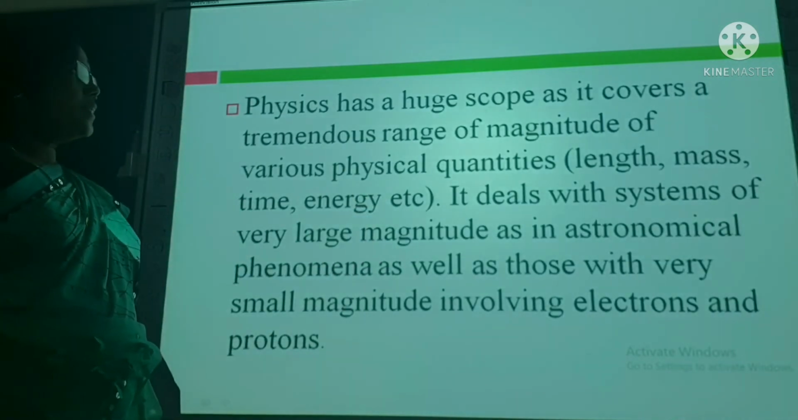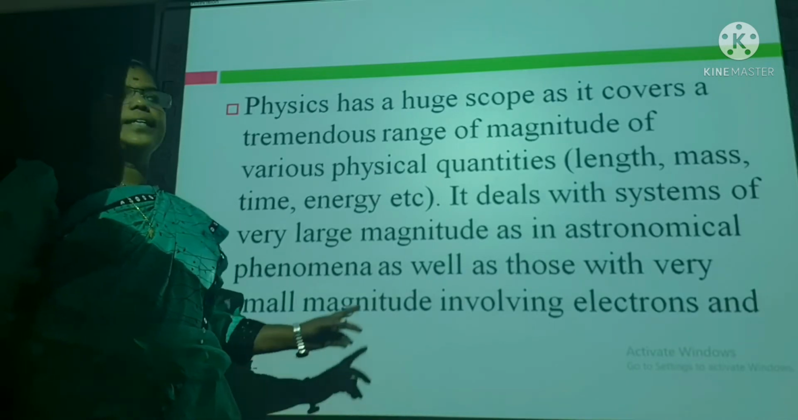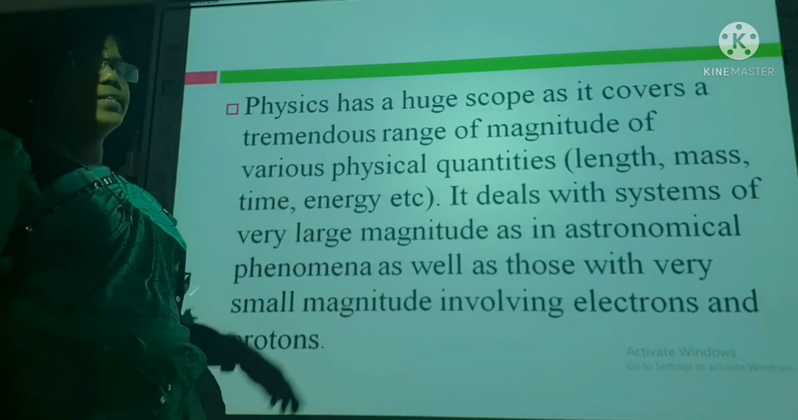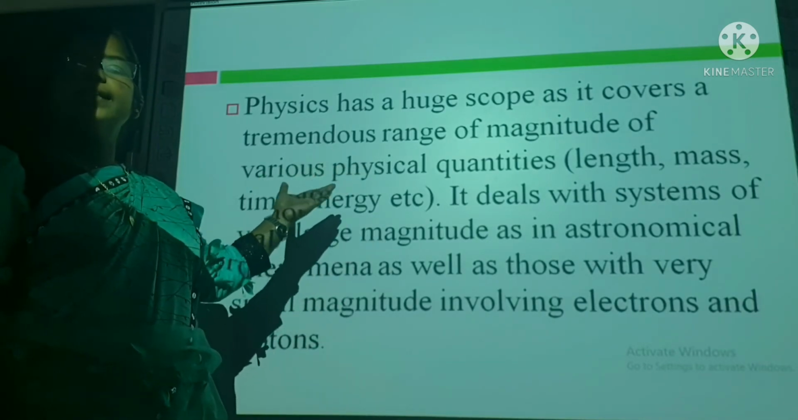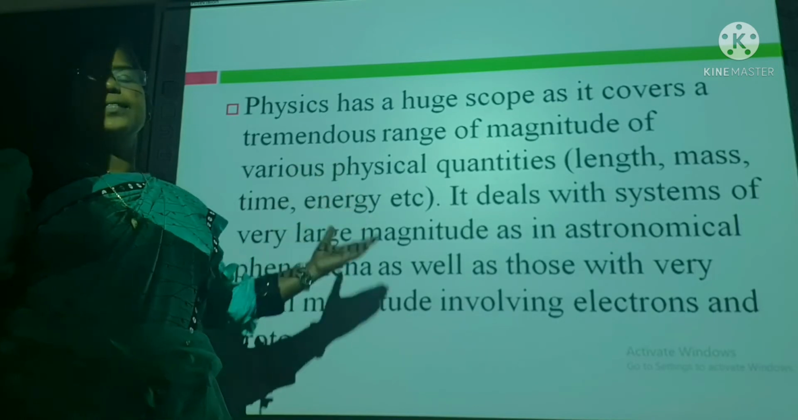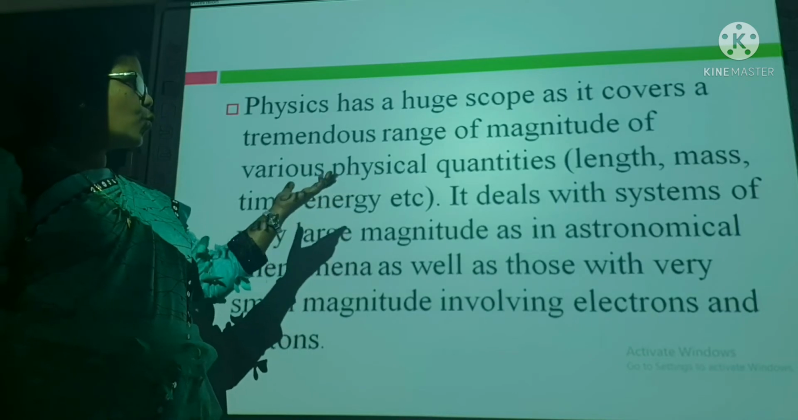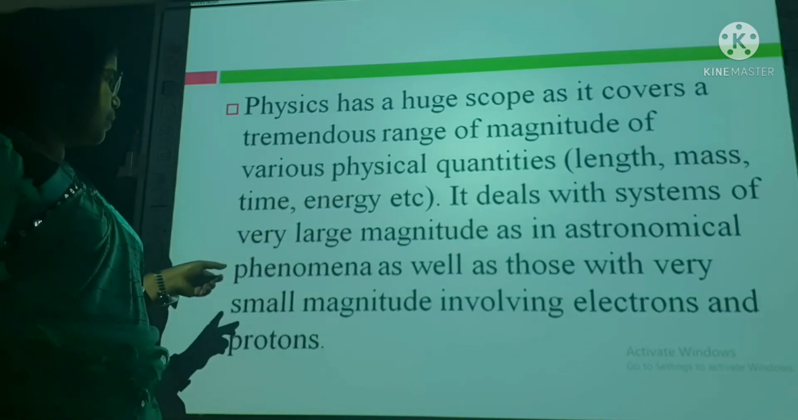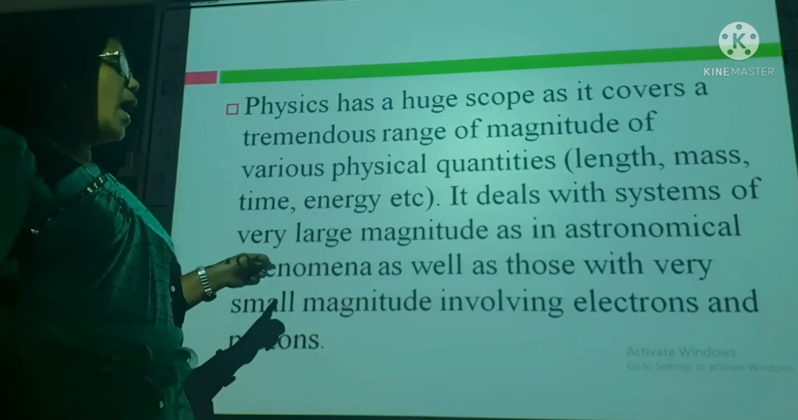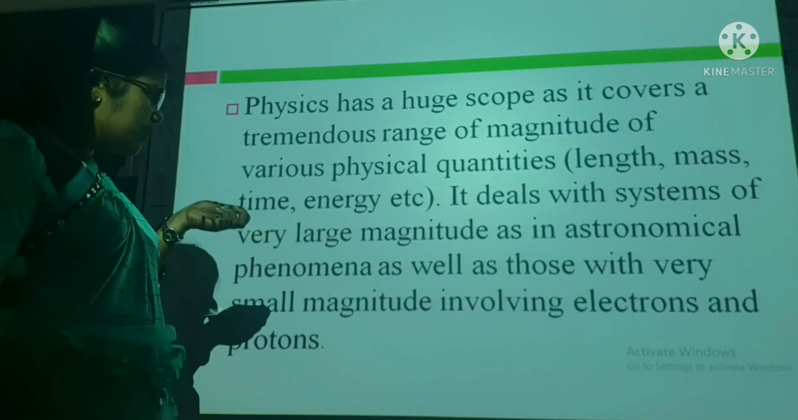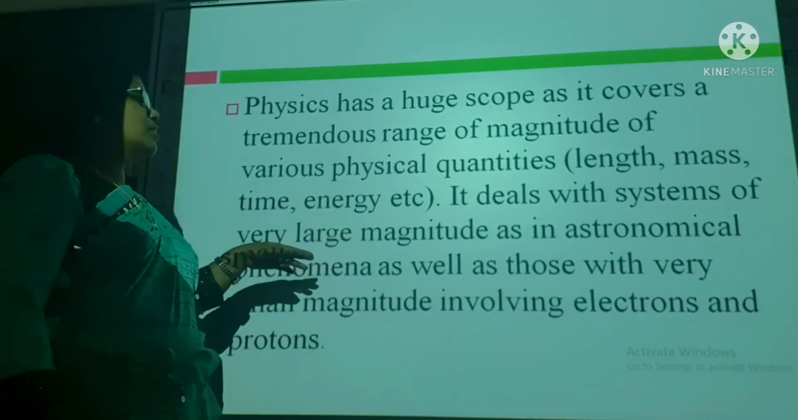other. Physics has a huge scope as it covers a tremendous range of magnitude of various physical quantities. What are the physical quantities? Length, mass, time, energy, etc. All these things are dealt with in physics. So, physics has a huge scope. It deals with systems of very large magnitude, as in astronomical phenomena, as well as those with very small magnitude involving electrons and protons.